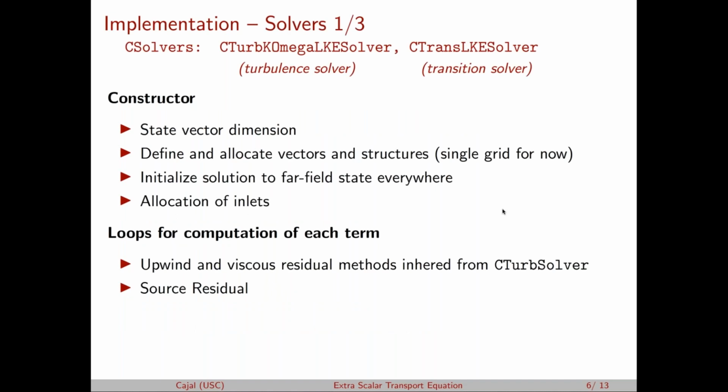Starting with the solver, I would like to highlight some of its functions. First, the constructor by itself, where we define the state vector dimension. For the turbulent solver, nVar would be equal to two, as there are two equations to be solved. And obviously for the transitional solver, it would be just one. Then we define and allocate some vectors, such as geometrical vectors or the primitive variables flow vector, and some other structures such as the Jacobian. As of now, I would like to point out that all the implementation that I'm doing right now is for a single grid. Also within the constructor, we initialize the solution to the far field state everywhere, and we perform some allocation of the inlets.